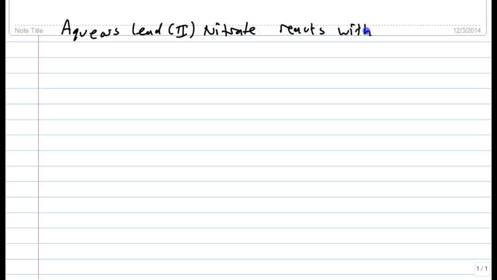Number one. One type of reaction looks like this. Let's say we have aqueous lead 2 nitrate reacts with aqueous sodium chloride. Let's write the molecular reaction, the total ionic, and the net ionic.